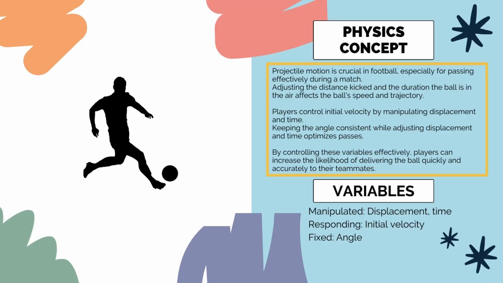Projectile motion is crucial in football, especially for passing effectively during a match. Adjusting the distance, the kick, and the direction of the ball in the air affects the ball's speed and trajectory. Players control initial velocity by manipulating displacement and time. Keeping the angle consistent while adjusting displacement and time optimizes passes. By controlling this variable effectively, players can increase the likelihood of delivering the ball quickly and accurately to their teammates.